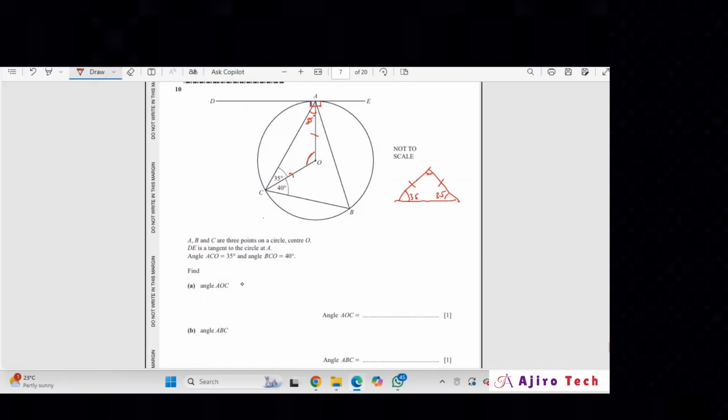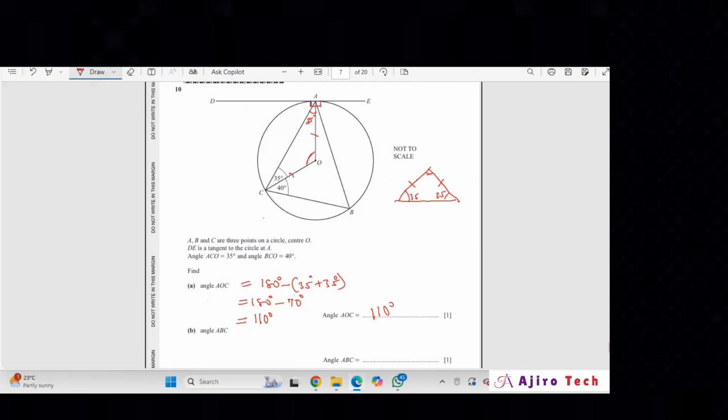So from here, you just need to do 180 minus the addition of this, which is 35 plus 35. 35 plus 35 will give us 70. Now 180 minus 70 will give us 110 degrees. So that means angle AOC is what? 110 degrees. Simple. So you don't need to bother yourself much about this when you have a situation like this.